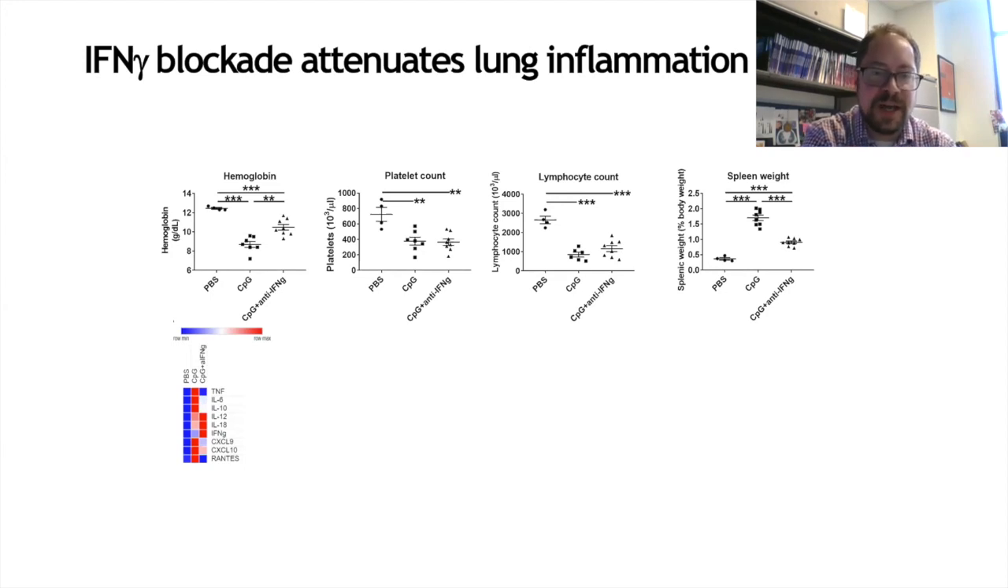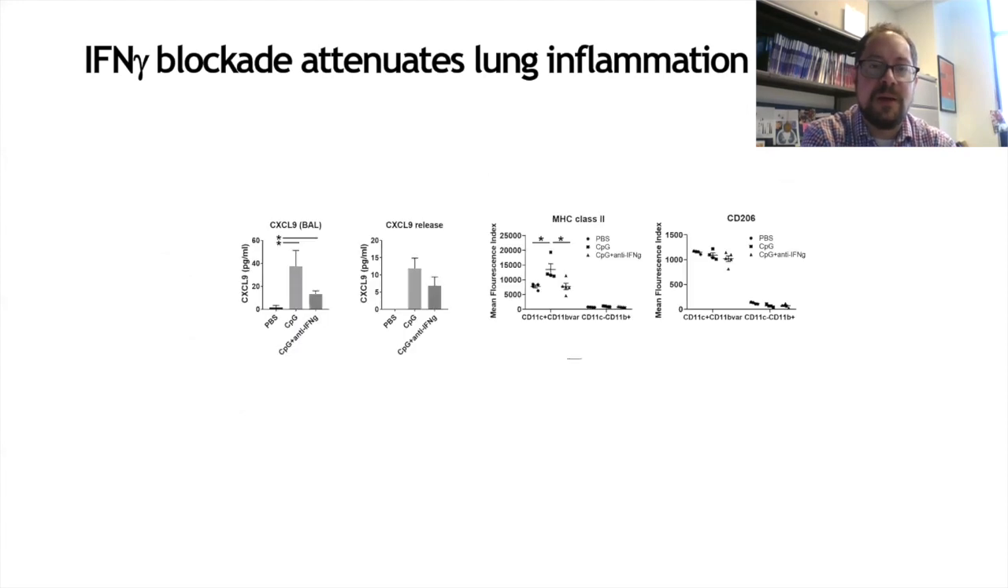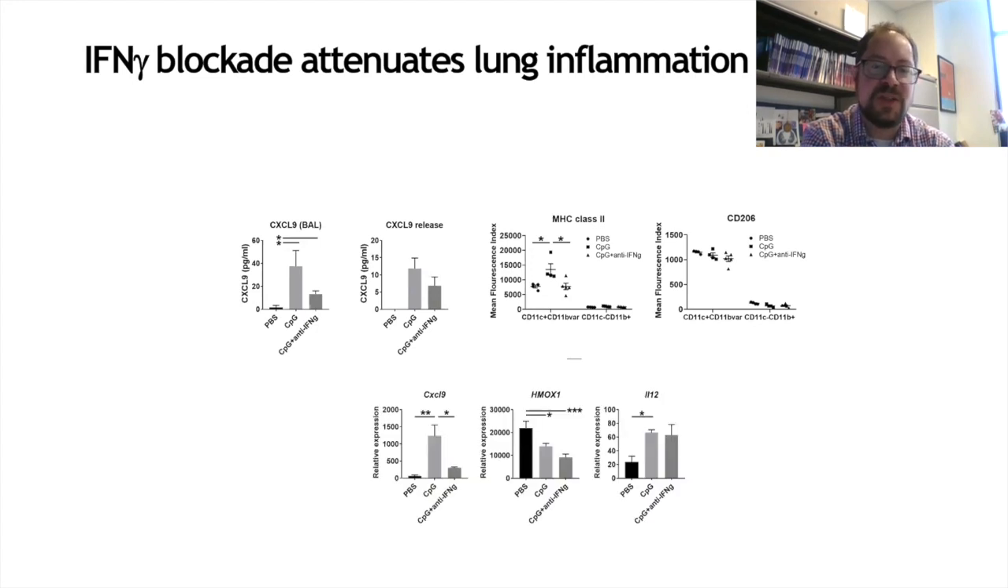The overall cytokine environment is decreased. If we look in the lungs, we see a decreased response of those alveolar macrophages in their ability to secrete CXCL9, the CXCL9 levels in the BAL fluid, the surface markers of activation in those macrophages, as well as some of the gene expression changes.